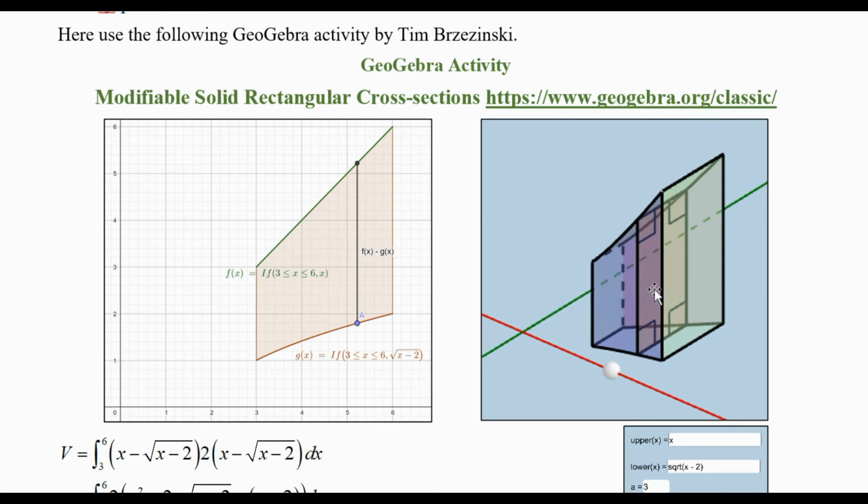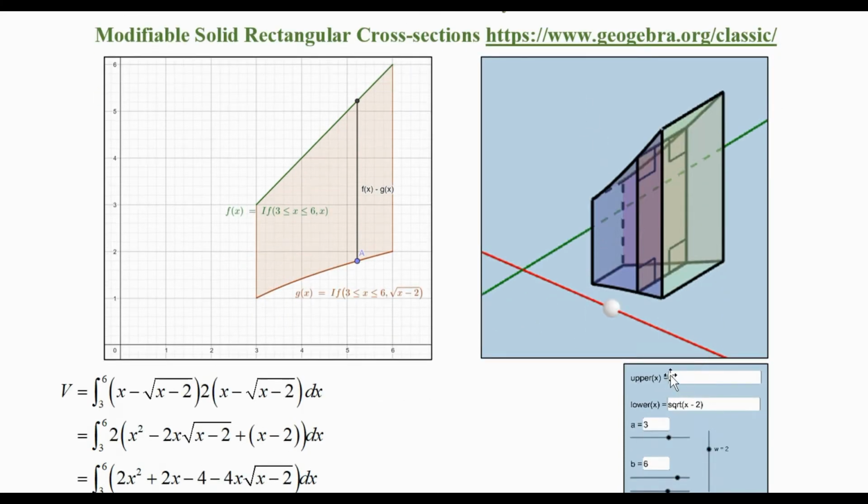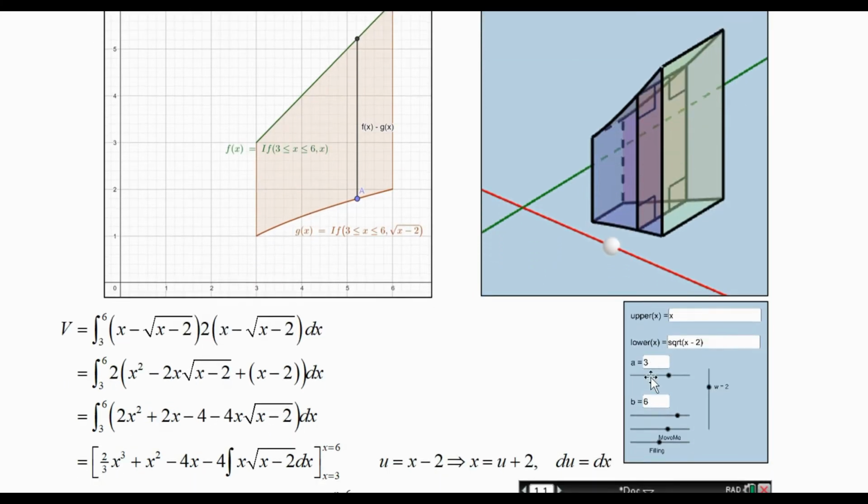The picture on the right was produced by this application, and I said the upper curve, f of x, is x, and the lower, g of x, is the square root of x minus 2. We're going from a equals 3 to b equals 6. If we slide this slider, it will slide where this cross section is, which is always going to be a rectangle. The base of the rectangle is this length here, f minus g.